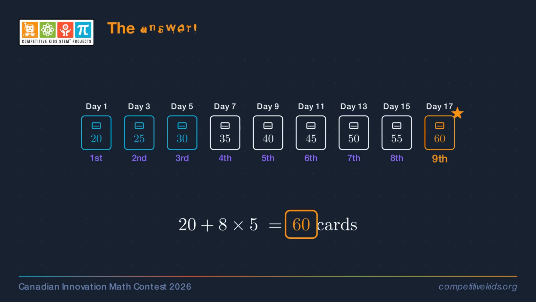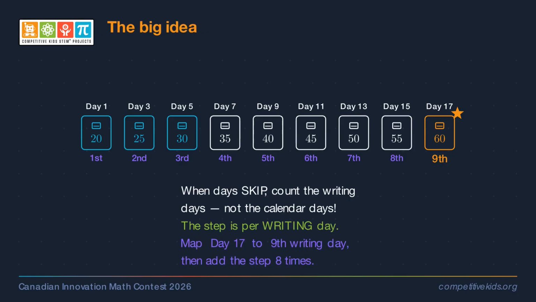And here's the big lesson: when days skip, don't be fooled by the calendar number. Count the writing days, the steps in your pattern. The step happens once per writing day, not once per calendar day. Map the calendar day to the right writing day, then add the step that many times.